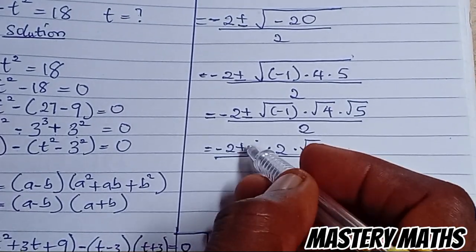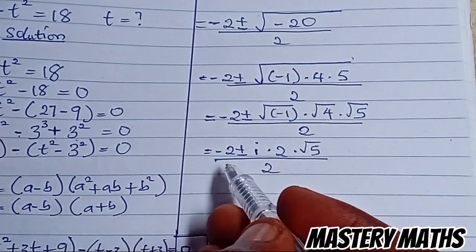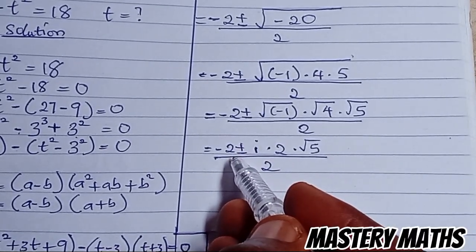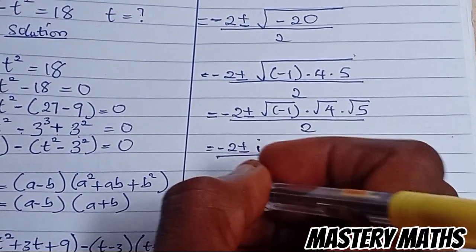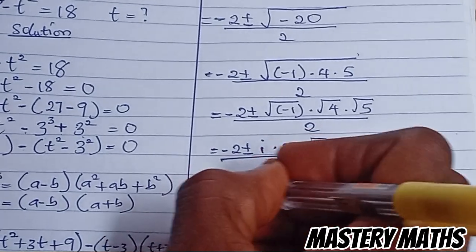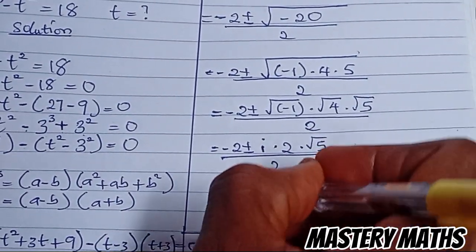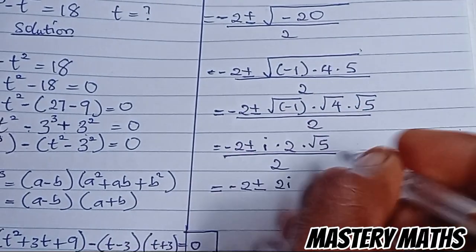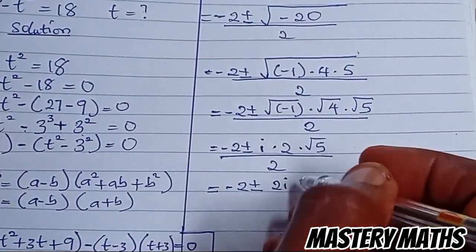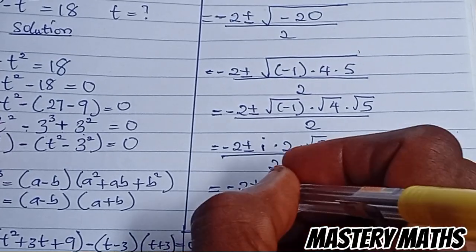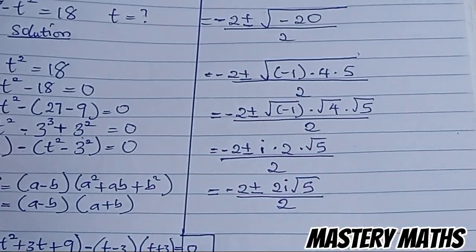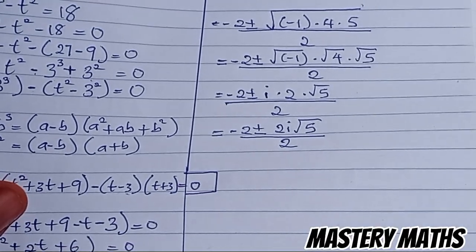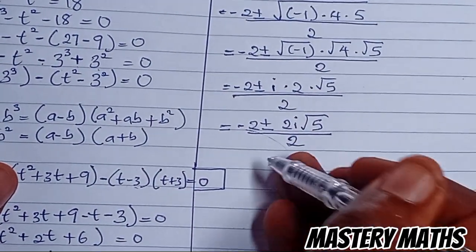Now you have the plus or minus here, and because you have your T2 and T3, we're going to split it first. But before we split it, it will be minus 2 plus or minus. We take the 2i, because i times 2 gives us 2i root 5 over the 2. Set it down. Then after that, what should be the next thing? Now we're going to split this. You see the plus or minus, we're going to split it.